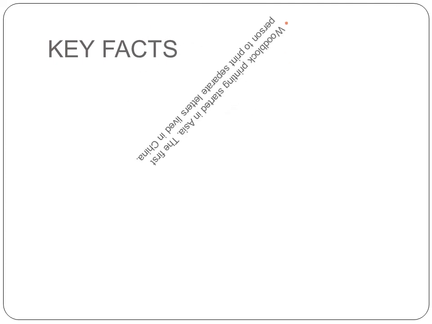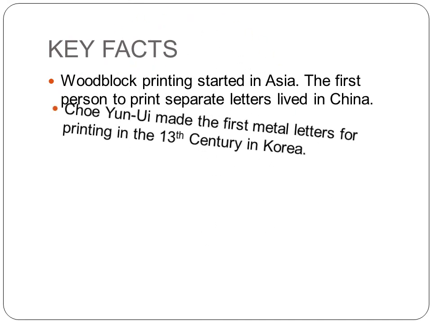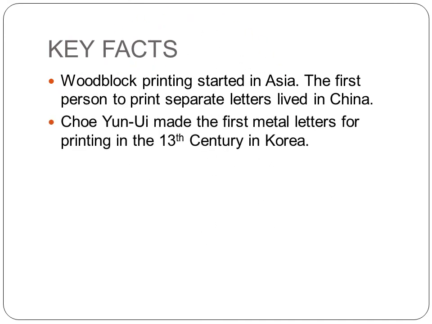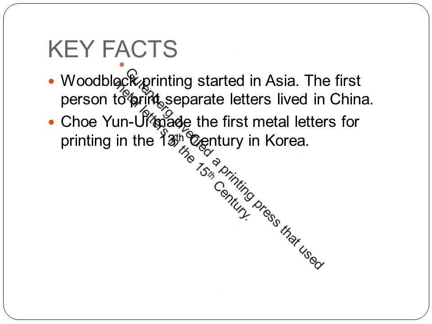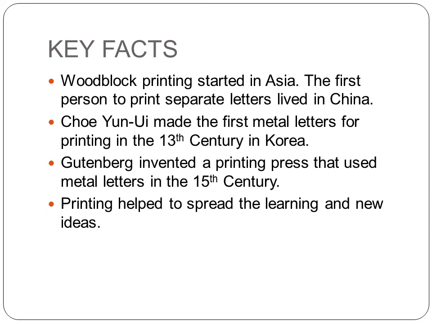Let us go through the key facts that we have learned from this chapter so far. Woodblock printing started in Asia. The first person to print separate letters lived in China. Cho Yun-oi made the first metal letters for printing in the 13th century in Korea. Gutenberg invented a printing press that used metal letters in the 15th century. Printing helped to spread learning and new ideas.